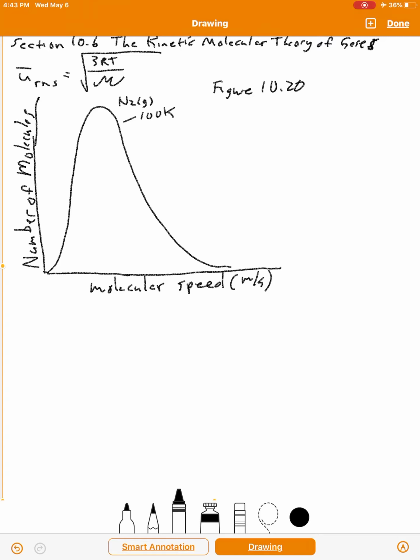And take a look at that distribution. I'm going to put some numbers in here. So this is 0. The slowest they can move is 0. This is 500. And then I'm going to go out further to 1,000 and then to 1,500. I'm going to extend it a little bit further. Now, the average speed, the RMS average, is probably somewhere around here.